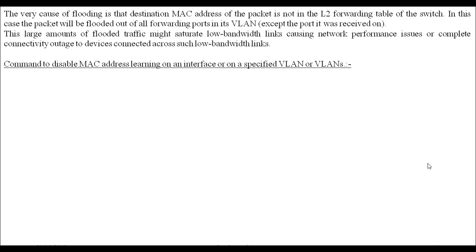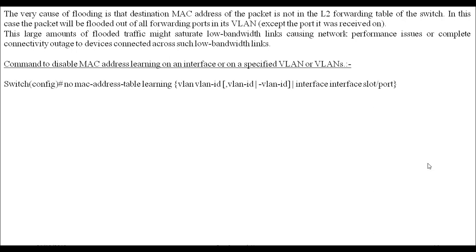So how to disable MAC address learning on an interface or on a specified VLAN or VLANs? Use the command no mac address-table learning, and you can choose one among the options provided: VLAN, VLAN ID or range of VLANs, or on an interface. Then you should copy the running configuration to the startup configuration.